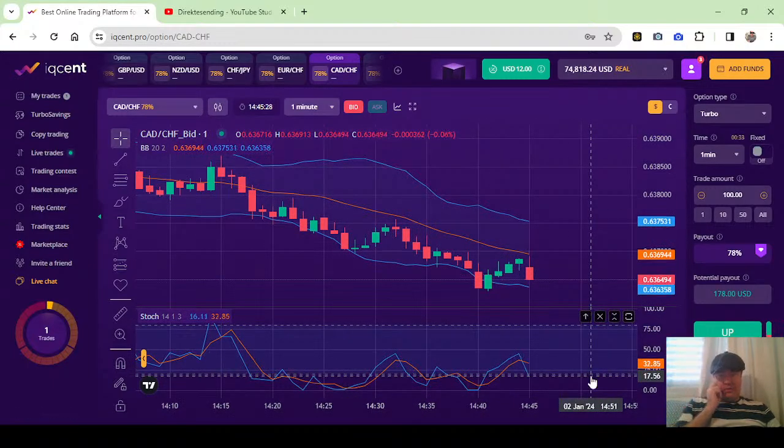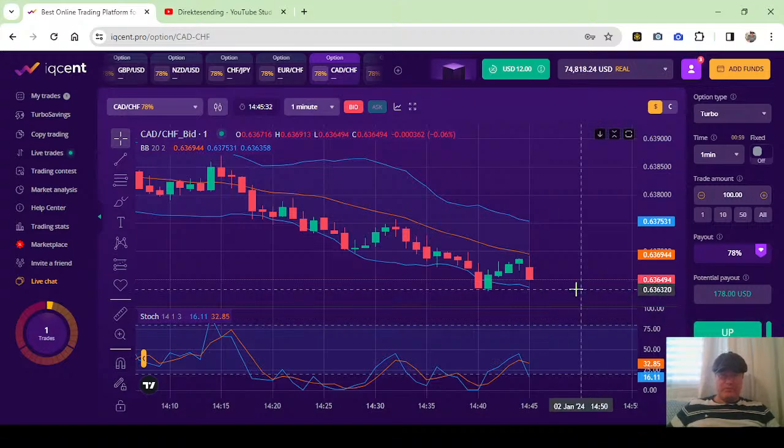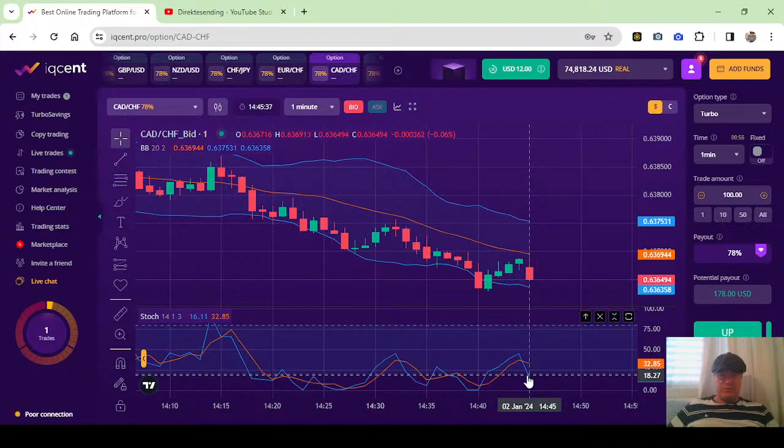We might get one here now. Let's see if we can come down to this level, this 2 here. That would be an entry for us. You see the stochastic is below 20, so we just need this bar here now to go below this box bar in the bottom and we get a trade.